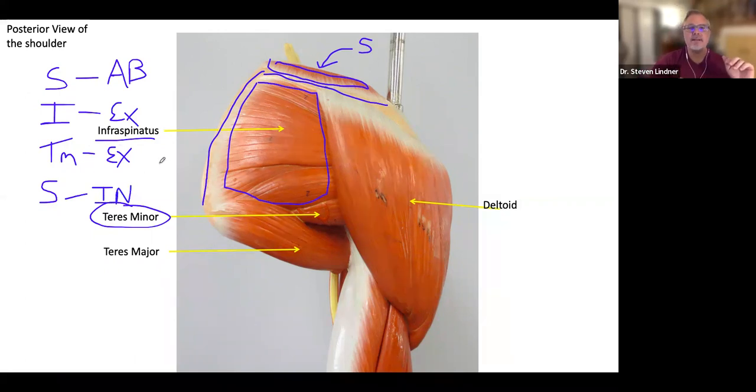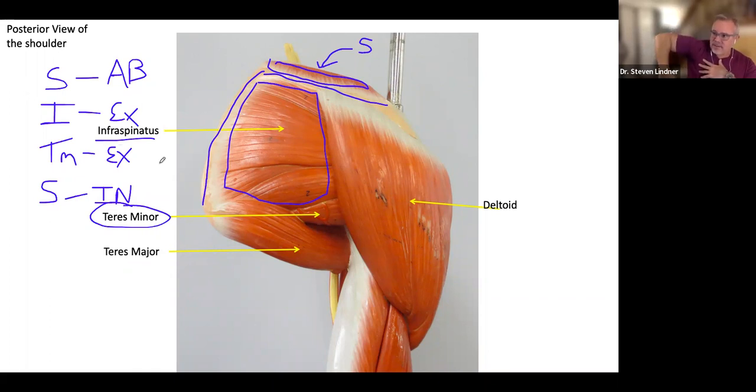AB, EX, EX, IN. Now, this is how I like to do it. If you watch me, AB is this. This is shoulder abduction. So that's AB, abduction. EX, EX. The EX is not for extension. It's for external rotation. So this is external rotation. This is internal rotation.